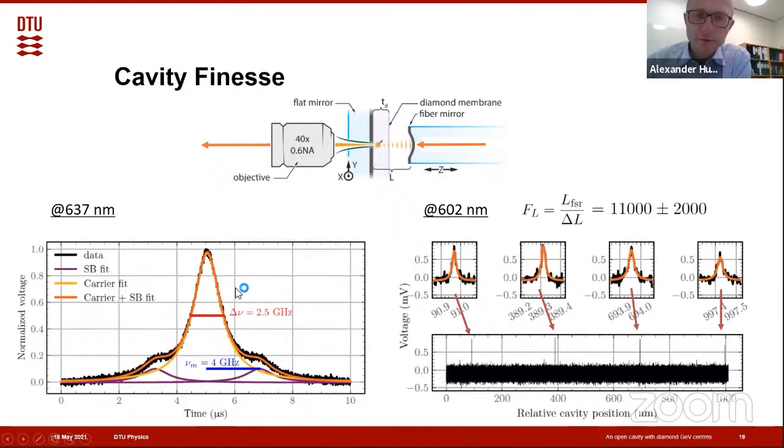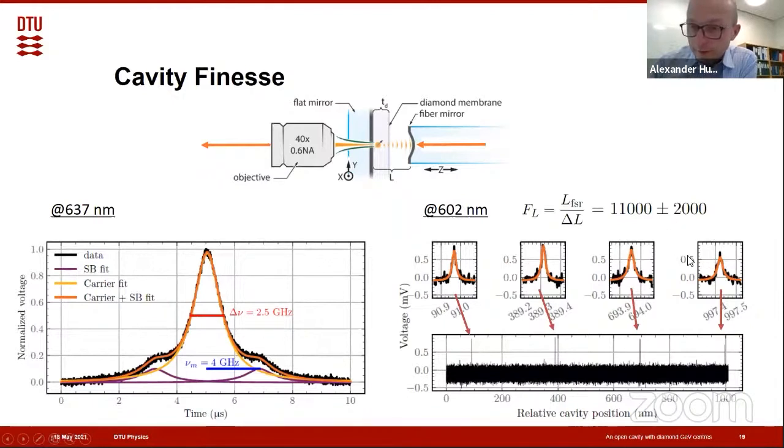Now, the transmission coefficients actually depend quite strongly on the wavelength, so this is not necessarily a reliable measurement to obtain the cavity finesse. Instead, at a more relevant wavelength of 602, we had to rely on the standard measurements, also scanning the cavity length over one free spectral range and comparing to the linewidth of the transmitted peaks. We obtained a finesse of about 11,000, which is in the range of what we expected.